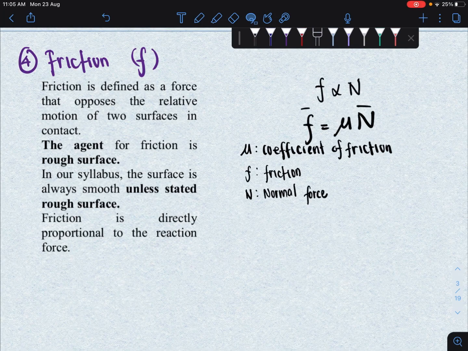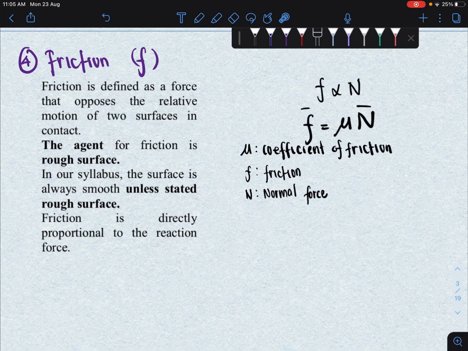Okay, we'll continue with friction. Friction, the symbol that we associate with frictional force is a small f. Friction is defined as a force that opposes the relative motion of two surfaces in contact. Alright, so friction is defined as the force that oppose, maksudnya dia nak menghalang sebarang pergerakan bila dua permukaan is in contact here. The agent for friction is the rough surface. Okay, friction ini adalah paling basic adalah any object that you have placed in any surface.